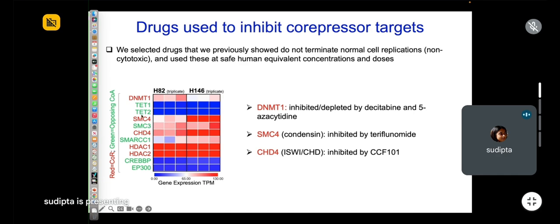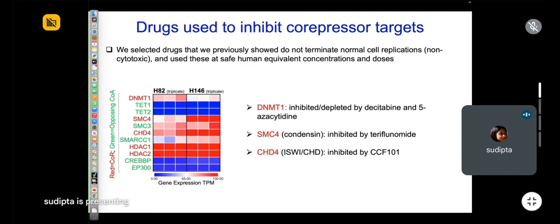CHD4 and SMC3, which opposes this SMC4 function. No, SMC3 is another co-activator, sorry. So that is also amplified, and CHD4 is also amplified here. And this one, SMARCA, I will show later. In H82 it is comparatively low level. HDACs are highly increased.